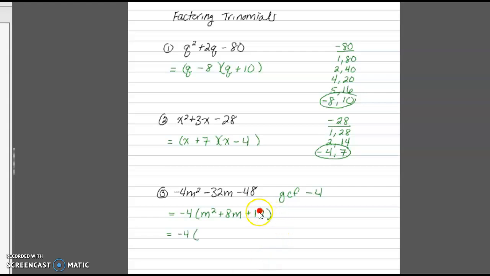So now I'm looking for factors of 12. This negative 4 is a GCF that's just going to come down. I'm setting up my binomial. So my list of factors of 12 are 1 and 12, 2 and 6, 3 and 4. And I want a pair that adds up to 8 because my sign should be the same. I have a positive 12. 2 and 6 does that, so I have m plus 2 and m plus 6.